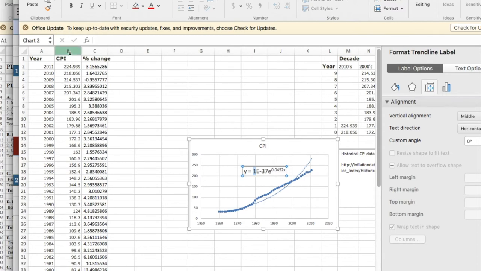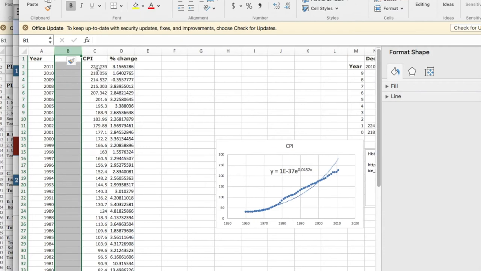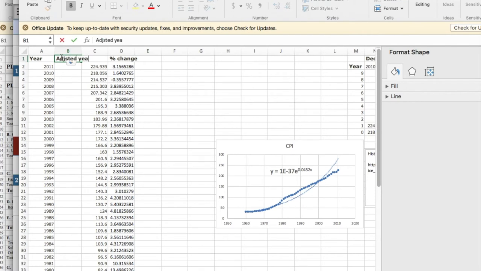And so what we're going to do is insert years from base years. And so I want to insert a column. We'd like to have a base year. Looking at the data, it looks like somewhere around 1983 is where the consumer price index was 100. So that's going to be our base year. And so if I have an adjusted year, it's going to be whatever the current year is minus 1983.